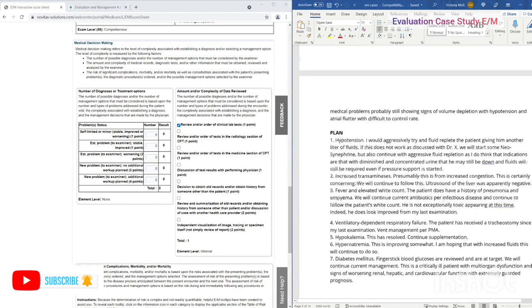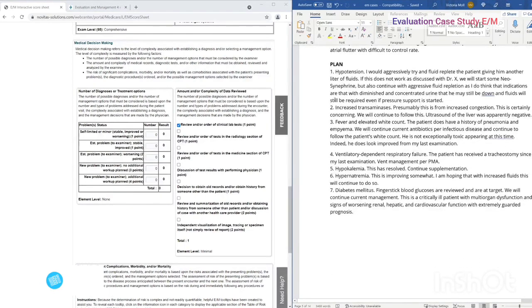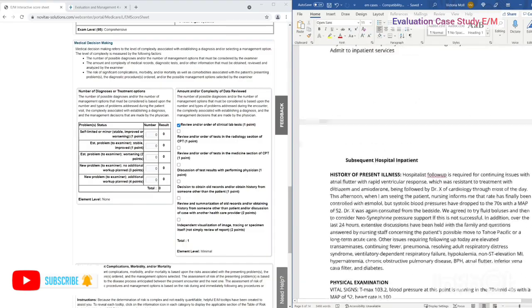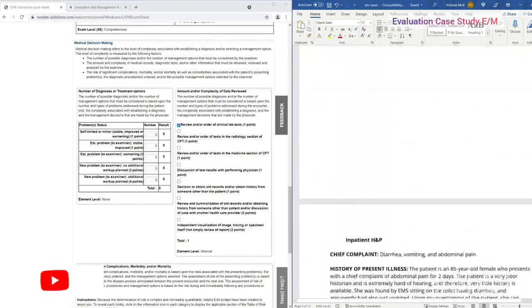So let's take a look here. Let's go to our problems. Do we have established or do we have new, and are there additional workups? No additional workup. Well, it says he examined this patient 3 weeks ago, right? So these are all established problems unless we have something new that has developed since the past 3 weeks, or if it is maybe an exacerbation of a problem.